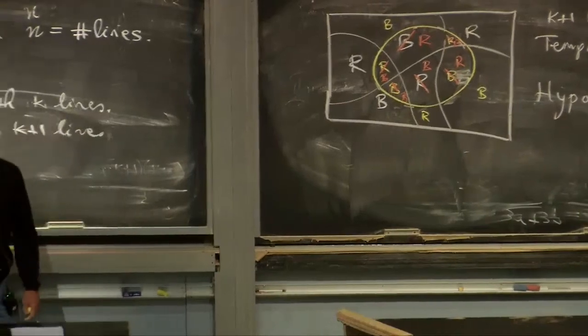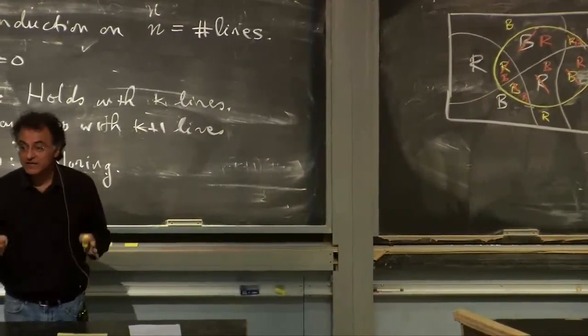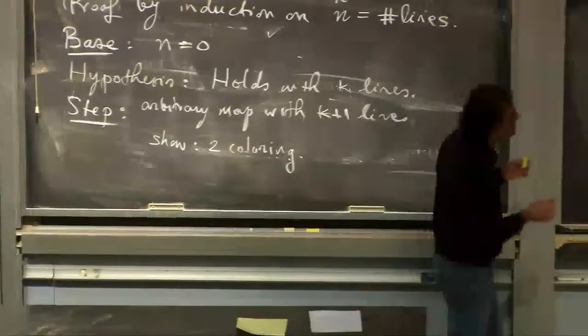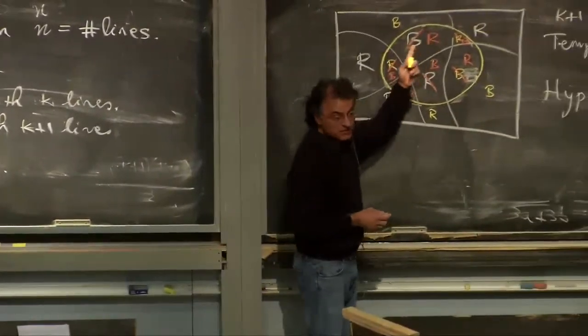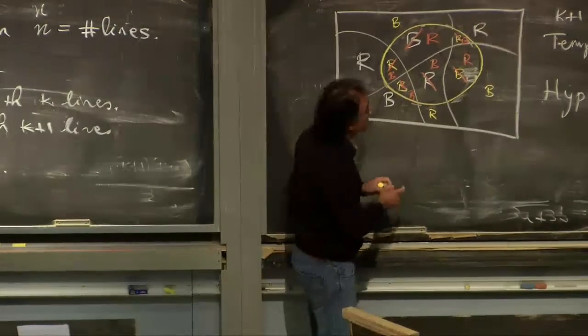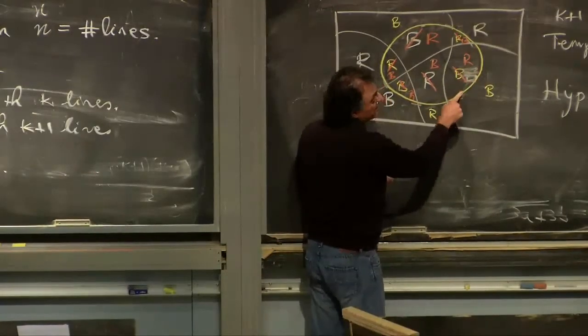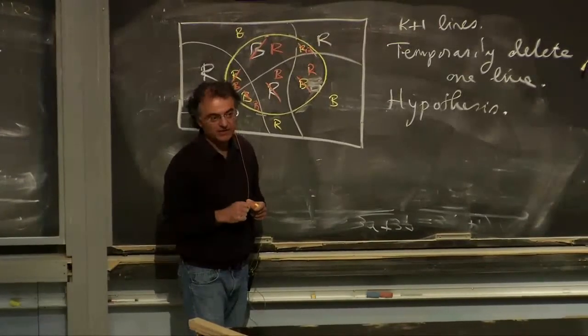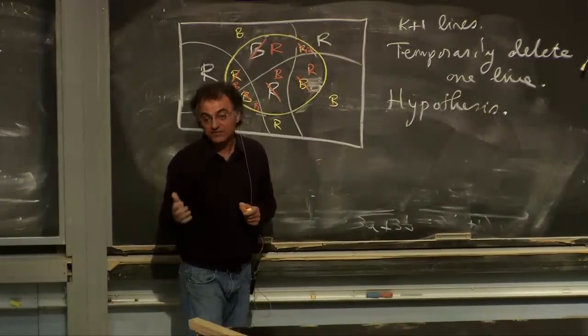Okay? And the claim is this is a valid coloring. For it to be valid, what does it mean? Every color is blue or red. Secondly, whenever you look at a line and you look at the regions on the two sides, they are different. Okay. So why are the regions always different on two sides?